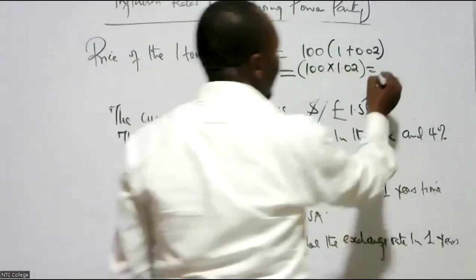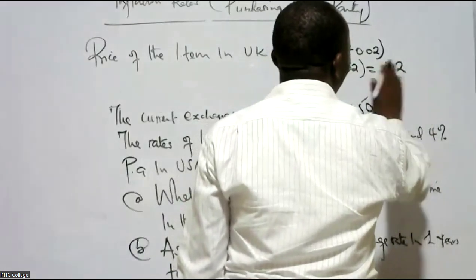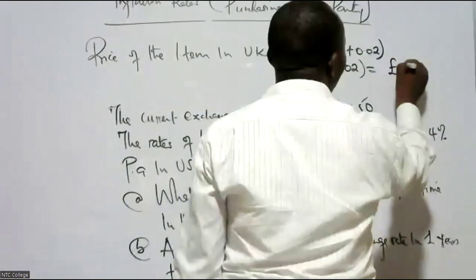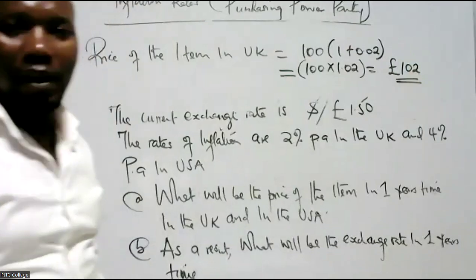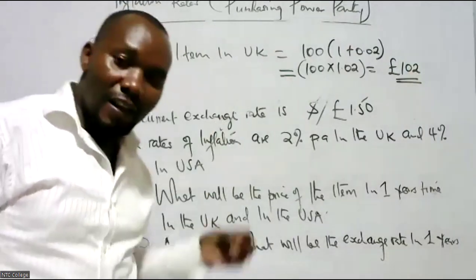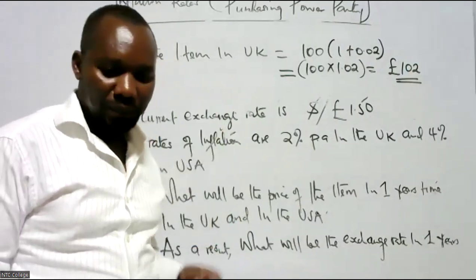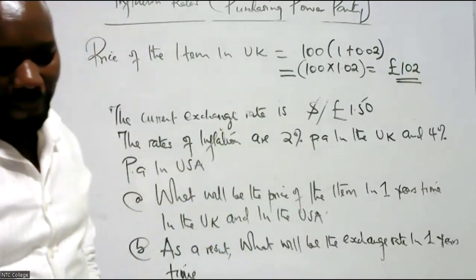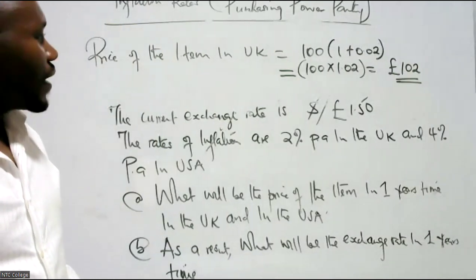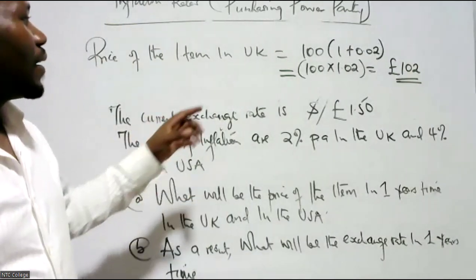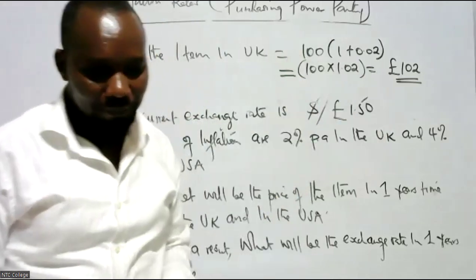102 pounds. That will be the price in UK. After 1 year, it will have moved from 100 that it was to 102 as a result of inflation. Are we together? So the current price is 100. In a year's time, it will be 102 because of inflation.